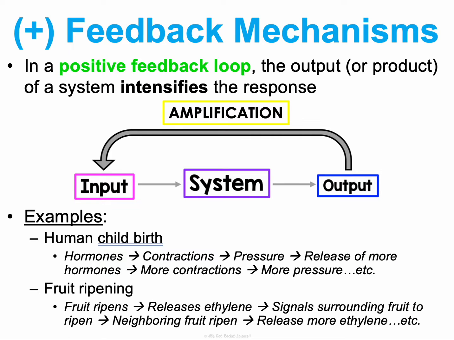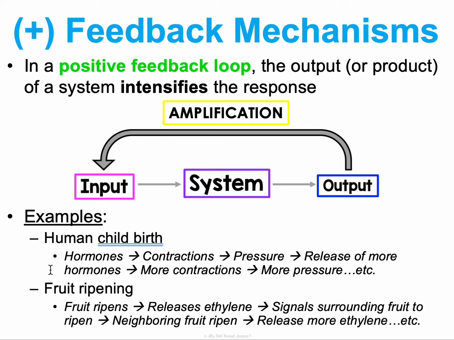For positive feedback mechanisms, the output or the product of a system intensifies the response. So you can see here, this is going to be amplified. As our body gets the stimulus, it sends a message to that specific organ, which then sends a message throughout the body to create the desired response. And that response is going to be an amplified response. A couple examples of that.